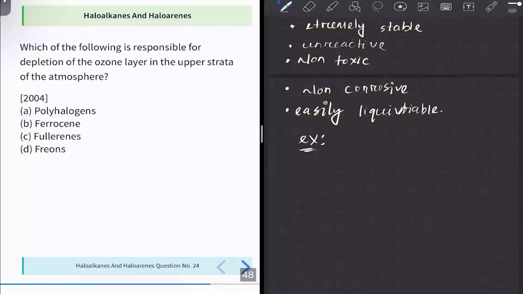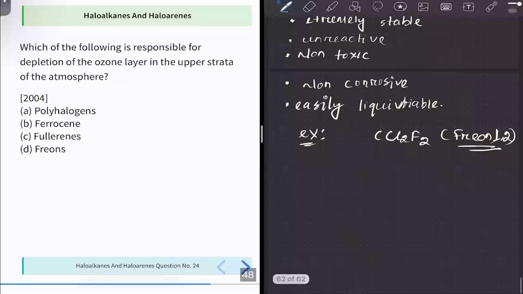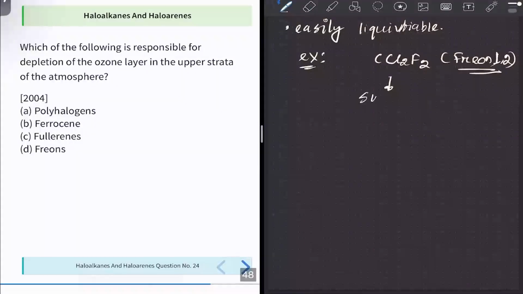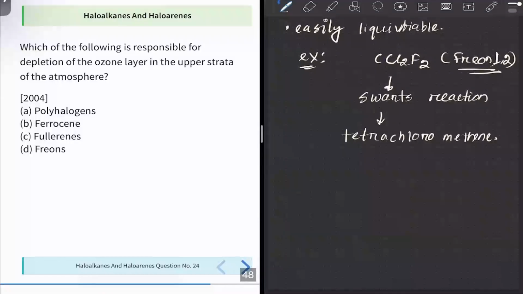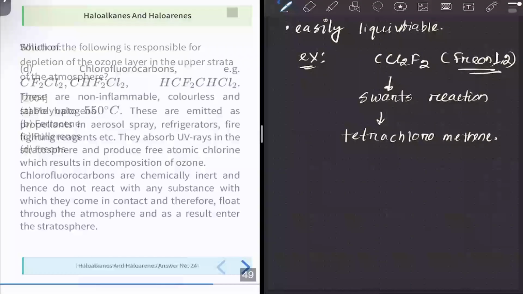Let's take an example, that is CCl2F2, the freon of methane. This freon is named as freon 12. It is formed by the Swarts reaction from carbon tetrachloride or tetrachloromethane. So the answer will be freons in this question.